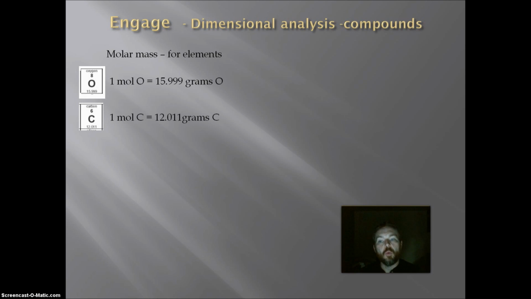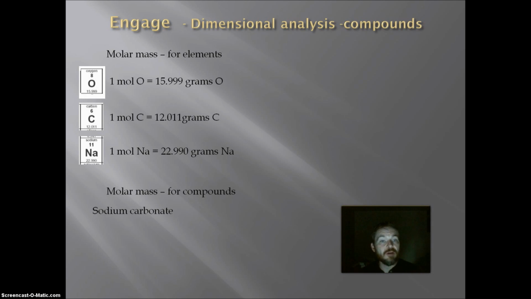For carbon, 1 mole of carbon would be equal to 12.011 grams of carbon. For sodium, 1 mole of sodium would be equal to 22.990 grams of sodium. And for right now, I'm just going to use every digit my periodic table entry gives me. To apply this to compounds, we just have to know the formula. So I could say that I'm working with sodium carbonate.